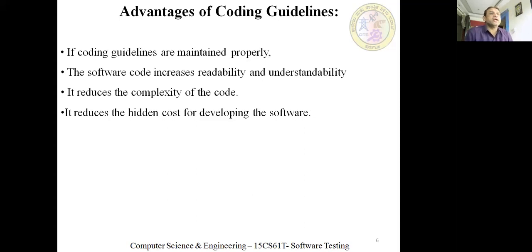If coding guidelines are maintained properly, then what happens? The software code increases readability and understandability. If you follow proper guidelines, it will be helpful for everybody to read it. The software will be sent to so many people, so they can easily read and understand it. If you don't maintain the guidelines and randomly write here and there, it's very difficult for anybody to understand.